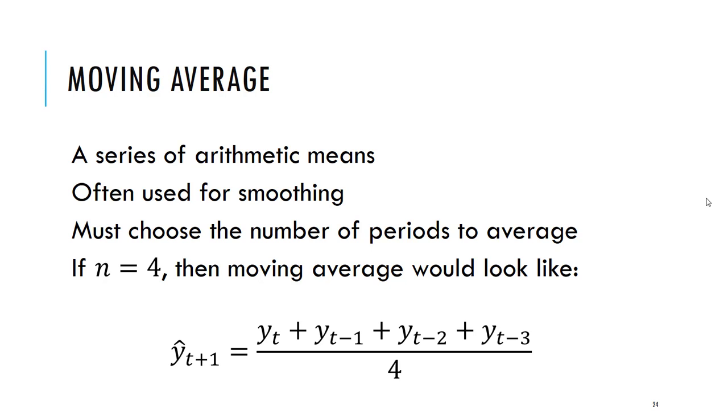Another method that we can use for stationary models is moving average. So this takes a series of arithmetic means and it smooths things out. So what you have to choose is the window, which is the size of the number of periods to average. So if I pick the window size of 4, then the moving average would be the most recent plus the second most recent plus the third most recent plus the fourth most recent divided by 4. Right? That's a trailing moving average, which is used for forecasting.